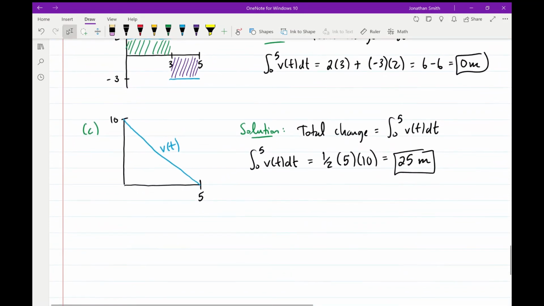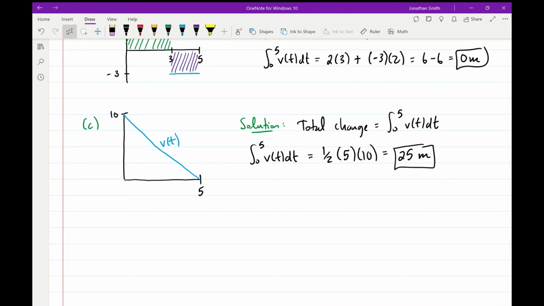Okay, so that's the last example for this section. Ultimately, most of these problems for this section are just different ways to interpret the definite integral and make sure that you understand units. So hopefully this was helpful and this is enough information for you to do your homework.